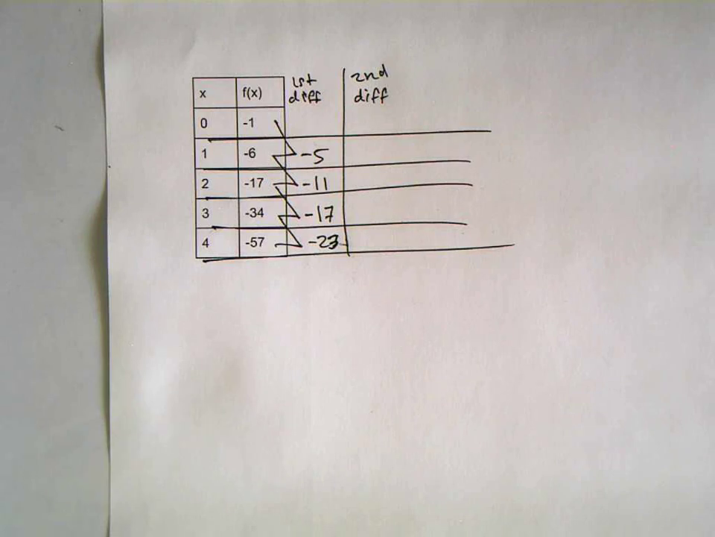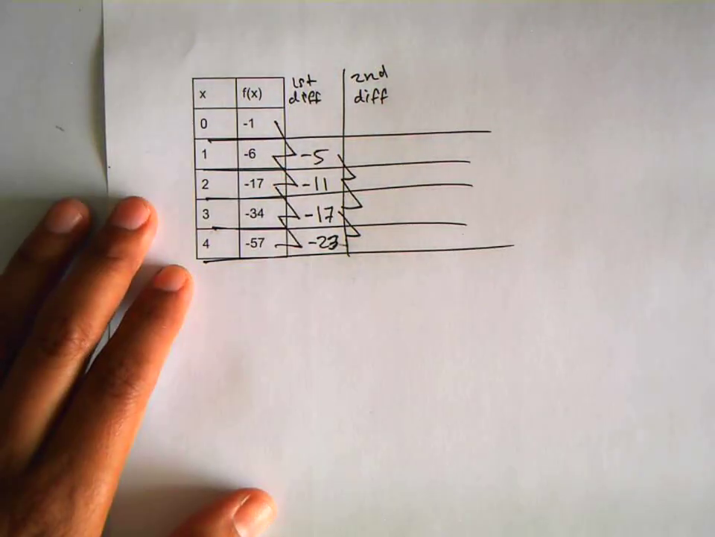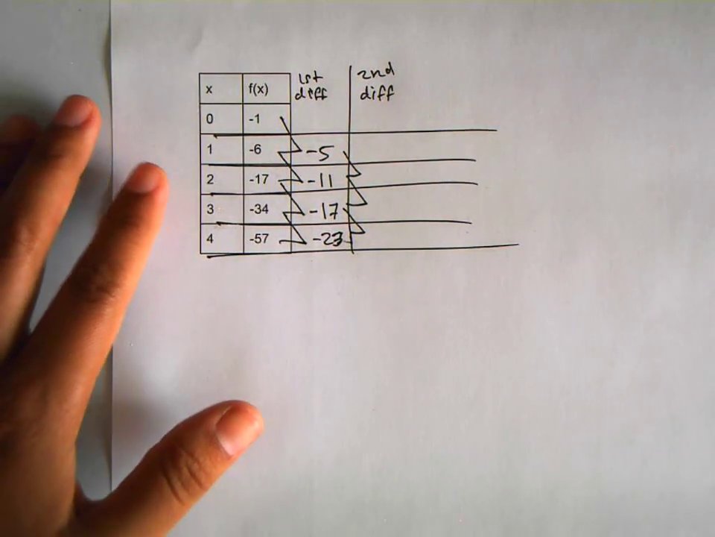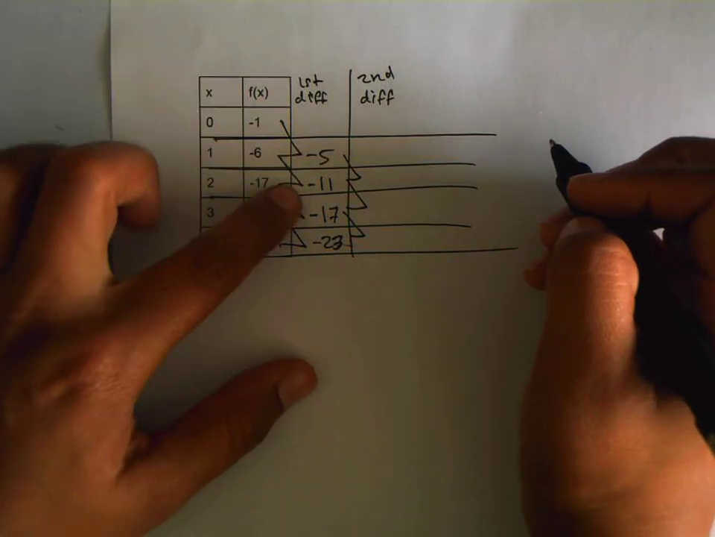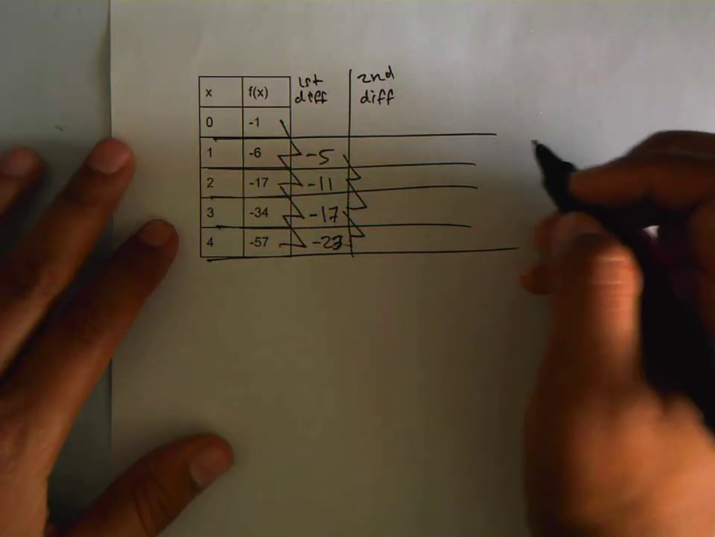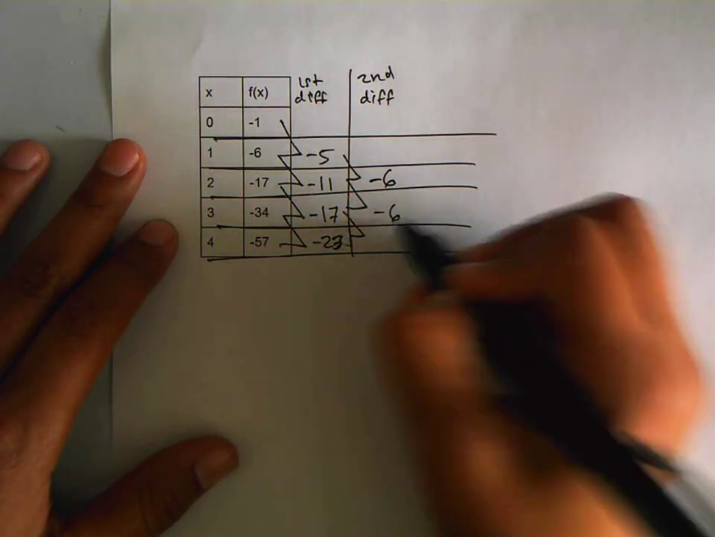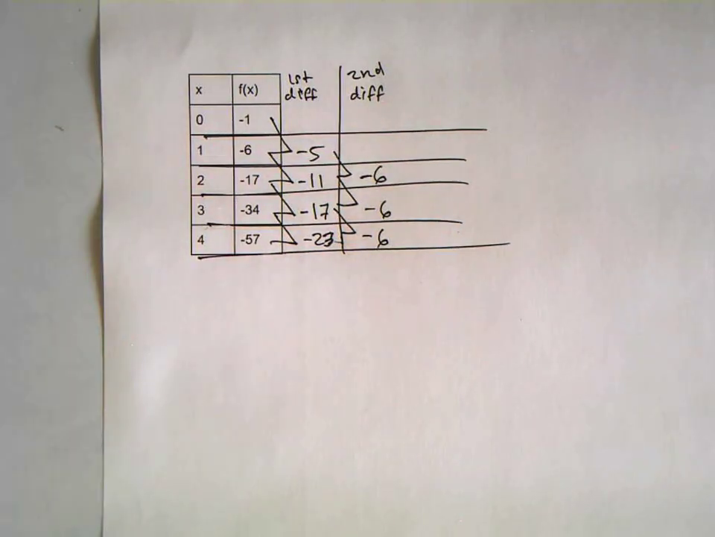There you go. So again, second difference. This is linear, not constant, so we must go on to the second difference to determine if it's quadratic. So negative 5 to negative 11, again, we're getting more negative. So we want to add negative 6. Negative 6, negative 6. All right, so it works out. Cool.